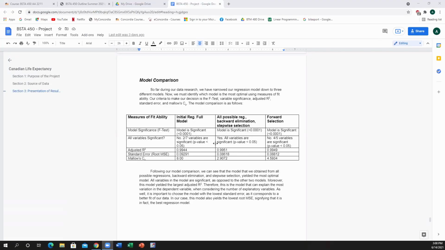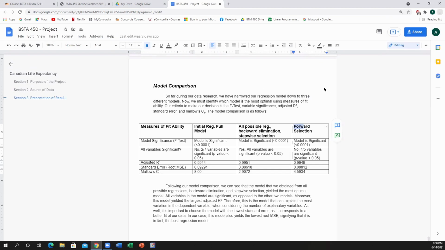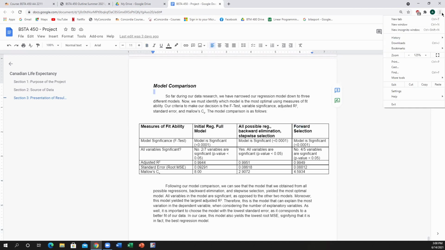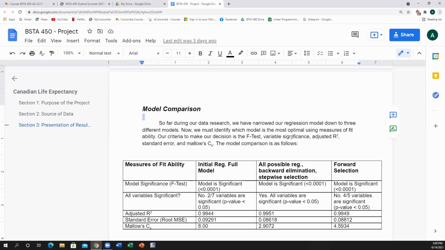All right, so this is what we have so far. We had an initial model with 8 explanatory variables. We did some variable selections: all possible regression, backward elimination, stepwise, and forward selection. Andrea, please, can you enlarge, please?